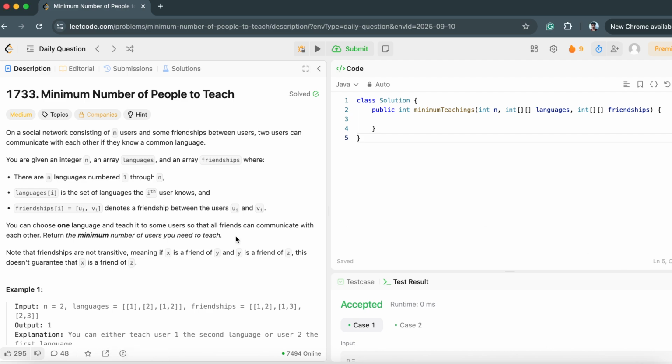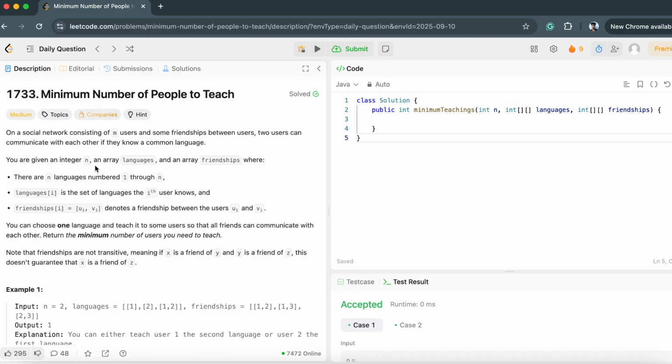So let's solve this LeetCode question 1733, minimum number of people to teach. Okay, let me read the problem statement. On a social network consisting of m users and some friendships between users, two users can communicate with each other if they know a common language.